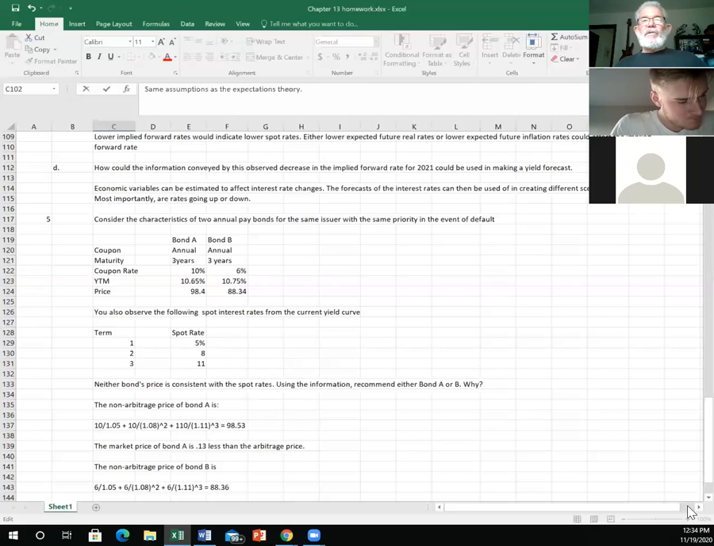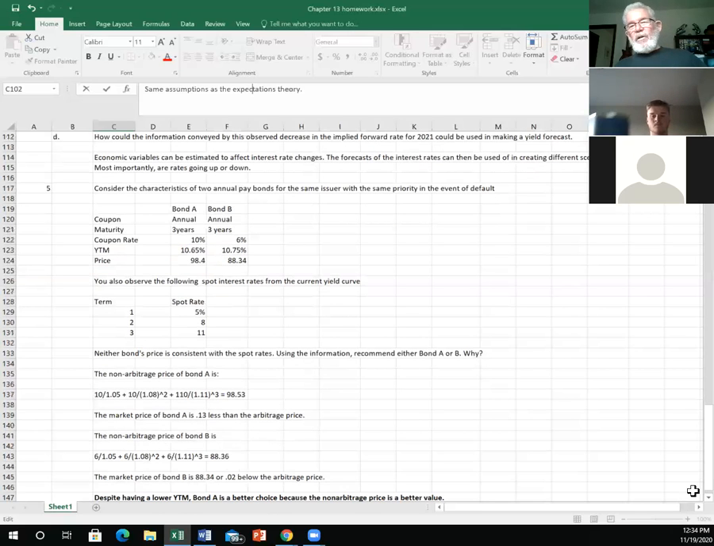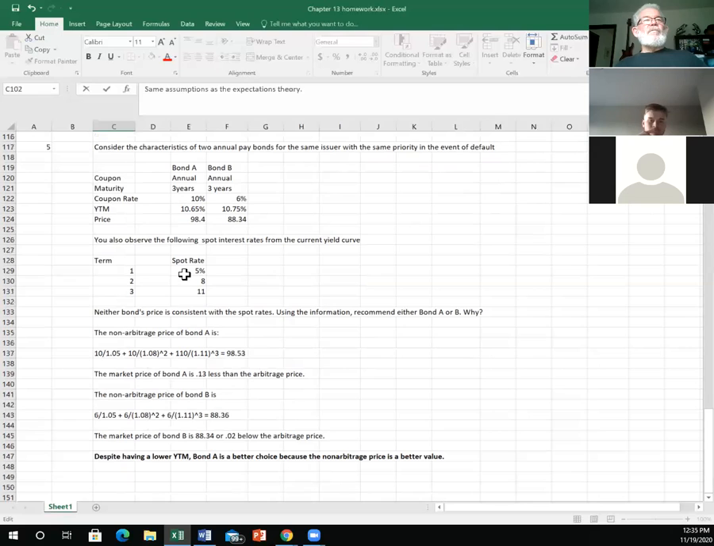So what are we going to do with this? Well, now we can actually see where the arbitrageurs would be waiting to see what would happen, because the bond's price is not consistent with these spot rates. So using this information, we can price these bonds using the spot rates as the discount rates to bring the coupons back.